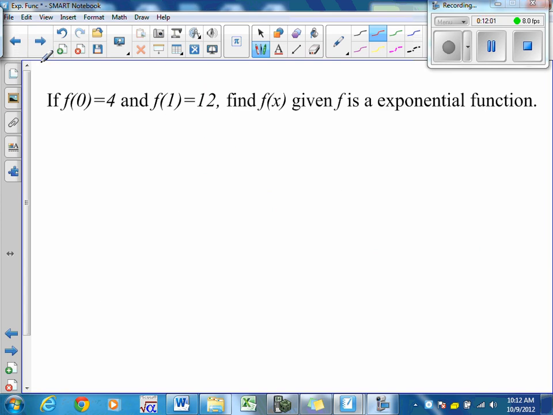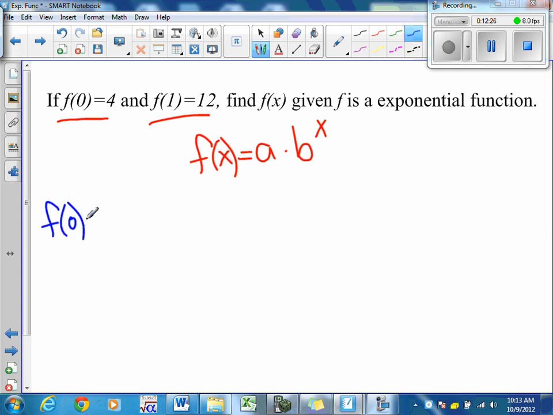So let's find the exponential function that has these properties. F of 0 is 4, f of 1 is 12. Now we know our exponential function is f of x is a times b to the x. Notice a is not raised to the exponent, just b. So we want to use these two pieces of information to find a and b. Well, if we plug in f of 0, that's going to be a times b to the 0. We know that equals 4. But anything to the 0 power is just 1. So this a is 4.